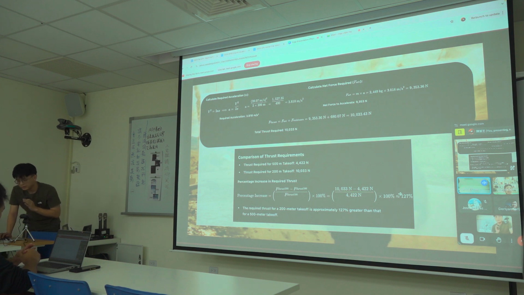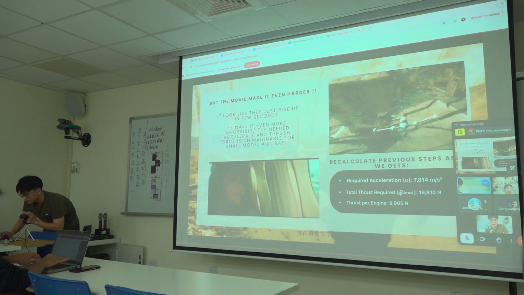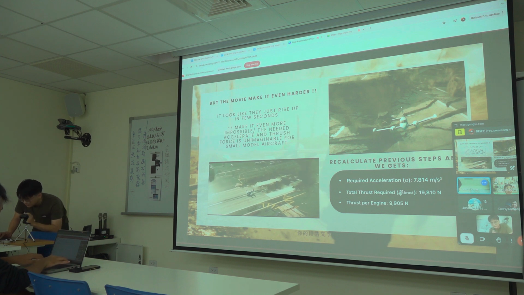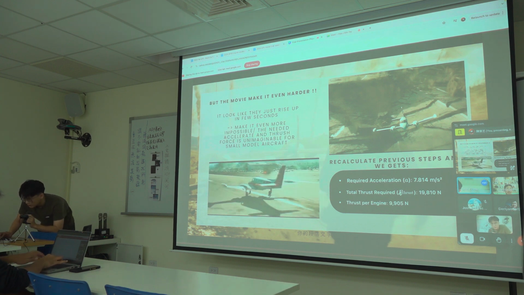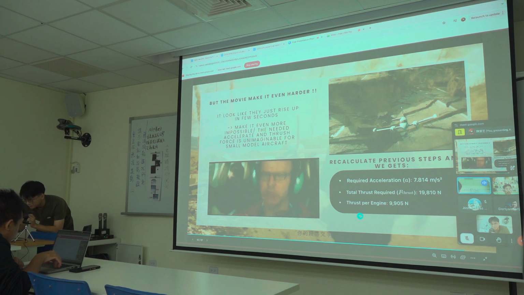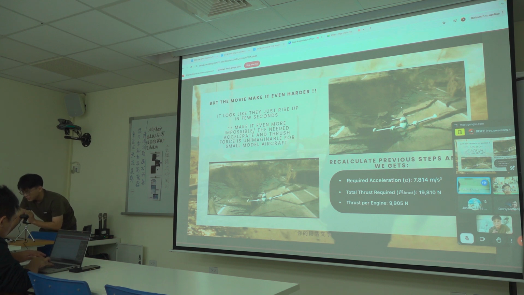And if you are still not convinced by this calculation, I will add some more information about the time it takes them to take off. We can see that they take off in just a few seconds, like 5 seconds. It makes it even more impossible. The needed acceleration and thrust force is unimaginable for a small motor aircraft.